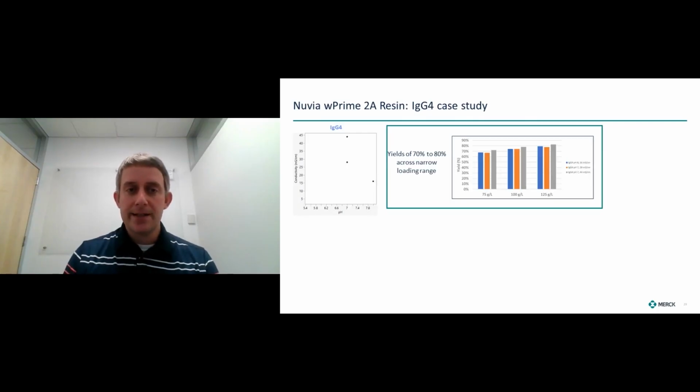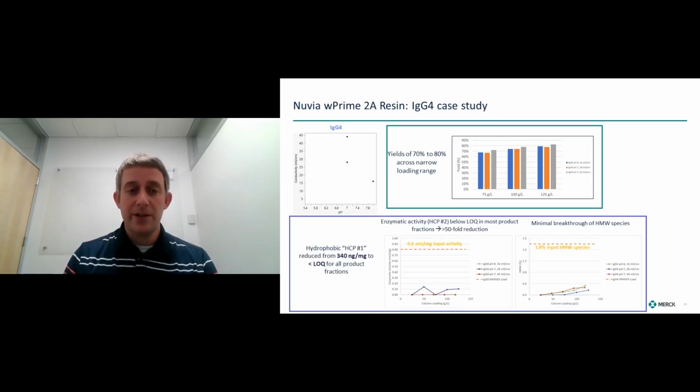And then finally, the last case study is the IgG4, and this is the one with two different challenging host cell protein problems. So we see, again, reasonable medium yields across a relatively narrow loading range here. But then when we look at the HCP data, again, HCP number 1 is at a higher level, 340 ppm coming into this step, and all fractions reduced below LOQ.